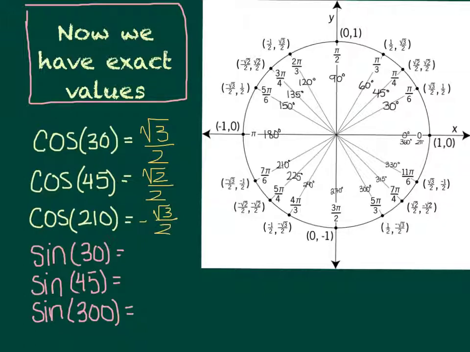It'll work exactly the same with sine, except we need to look at the y value. So at 30 degrees, I'm now going to look at the second coordinate, which is 1/2. 45 degrees, again the second coordinate, square root of 2 over 2. And then, for example, 300 degrees, I'll find my 300-degree angle and look at the y, negative square root of 3 over 2.